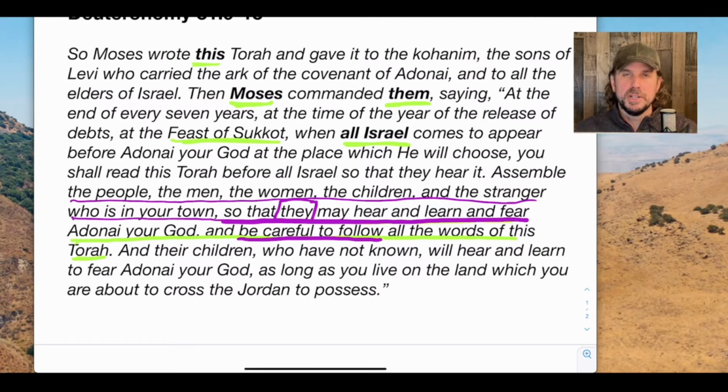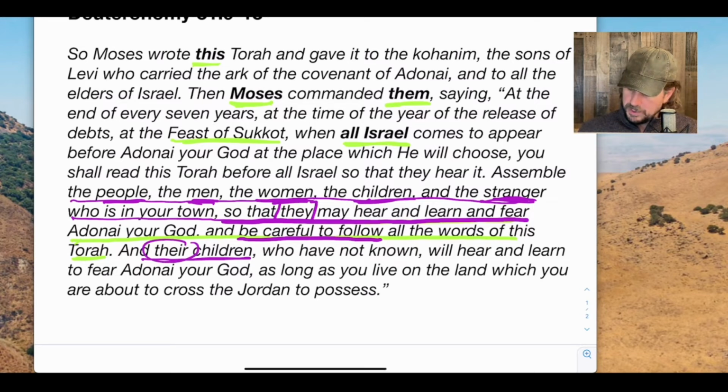We learned this from Parashat Nitzavim. All y'all. That included your heads, your tribes, right? It said your elders, your officers, right? All that list from Deuteronomy 29. Here they is referring back, people, men, women, children, stranger, that they may hear and learn and fear Adonai your God, and be careful to follow all the words, and their children. So who's the they? The same.